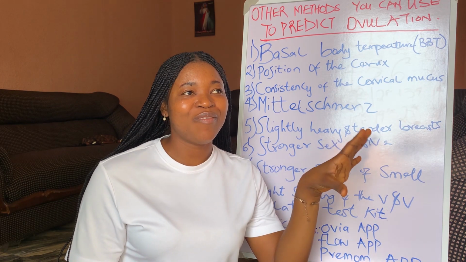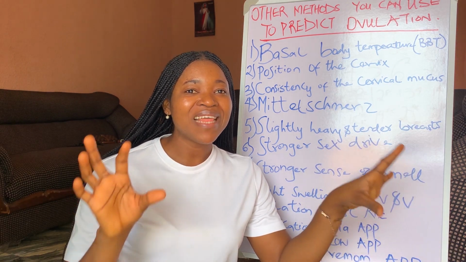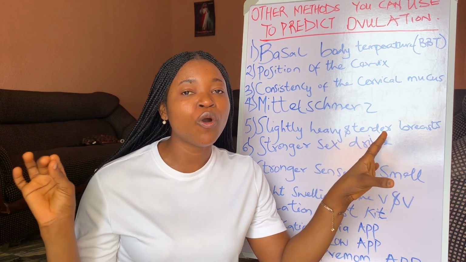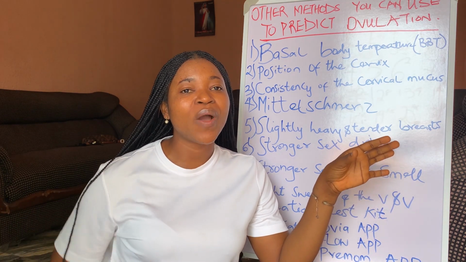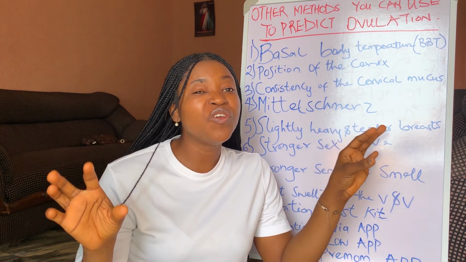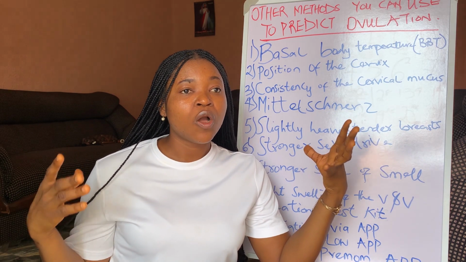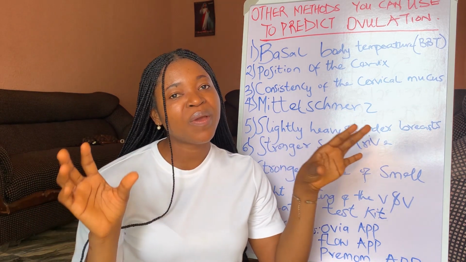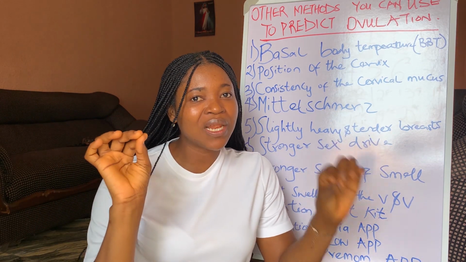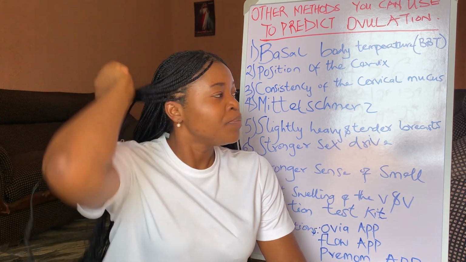Yes, I'm not going to feed you with ambiguous grammar, but Mittelschmerz is simply ovulation pain. It's the pain you feel at your lower abdomen when you're ovulating. It comes on the left or the right side, depending on the ovary that's releasing the egg for that month.